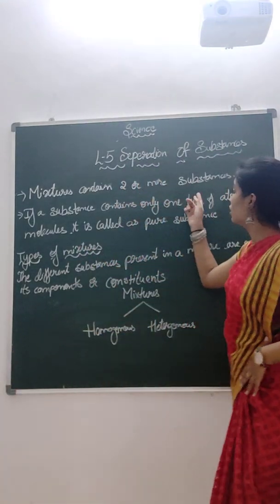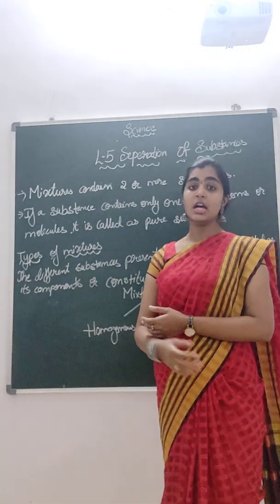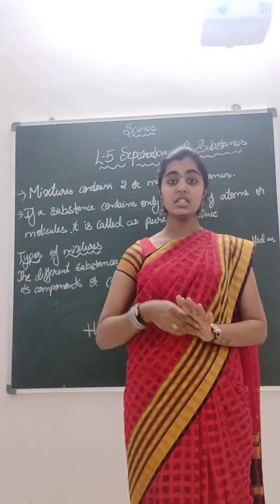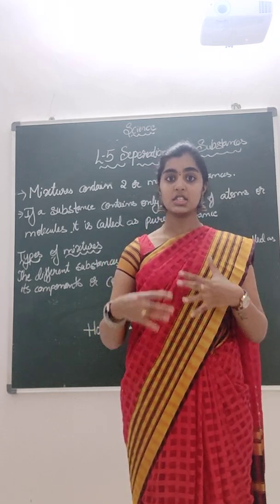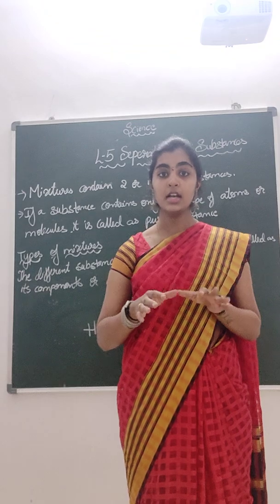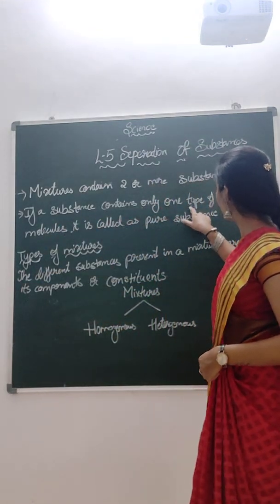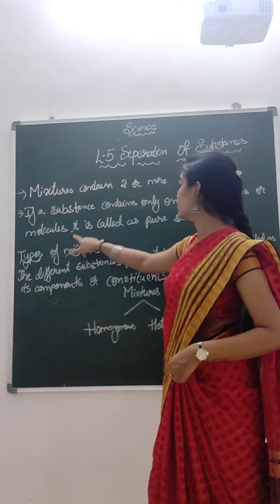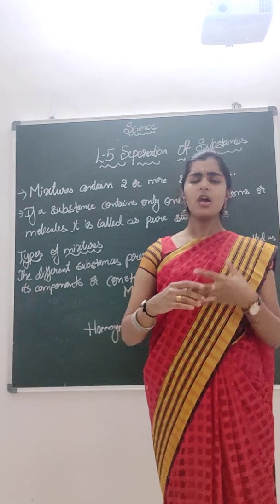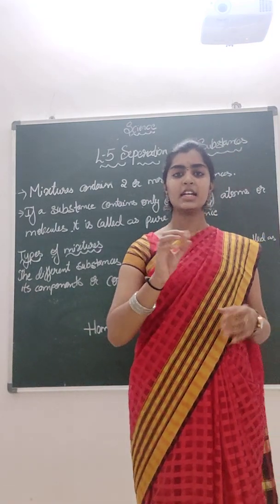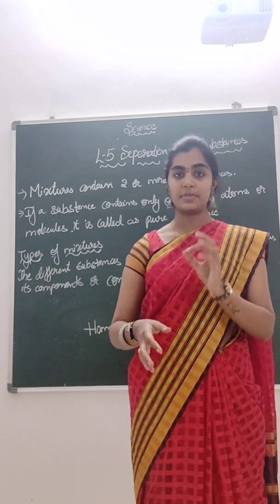A mixture contains 2 or more substances. Now what do you mean by mixture? A mixture is nothing but something which contains 2 or more substances in it. That is called a mixture. If a substance contains only one type of atom or molecule, it is called a pure substance. A substance which contains only one particular atom is called a pure substance.